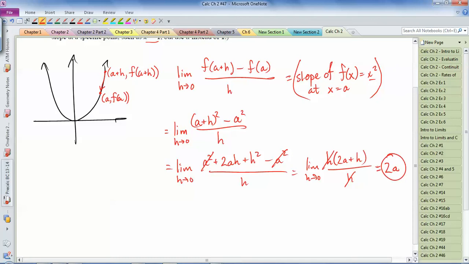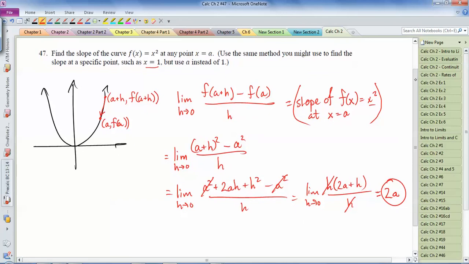So why is this useful? The idea here is now, instead of you having to do this, like if I said find the slope at x equals 1, you'd do this whole thing, but instead of the a's, you'd have 1's. And then if I said find it at x equals 2, you'd say, okay, let me make all the a's 2 and work it out again. But really what you've done is you've come up with a general formula. So now I can just say at x equals 7, well, you know the slope is going to be 2 times 7. It's going to be 14.